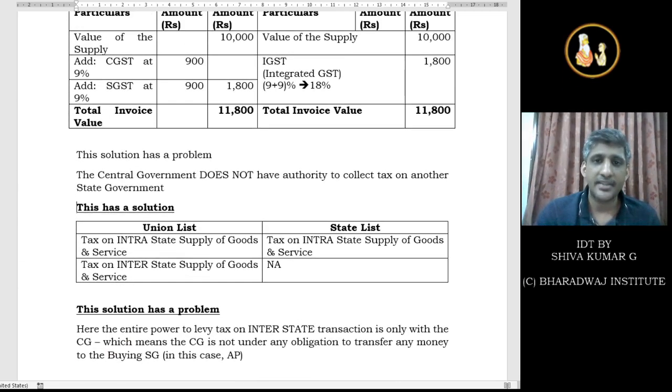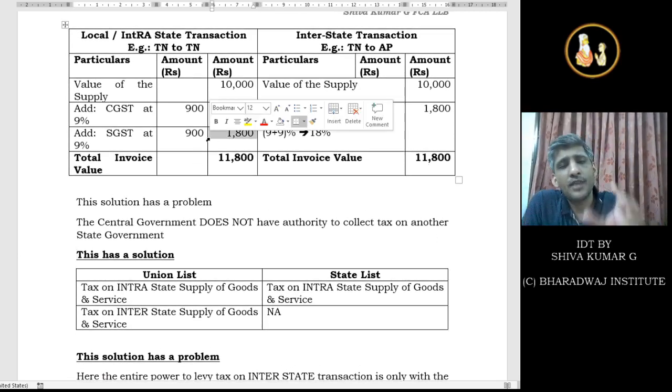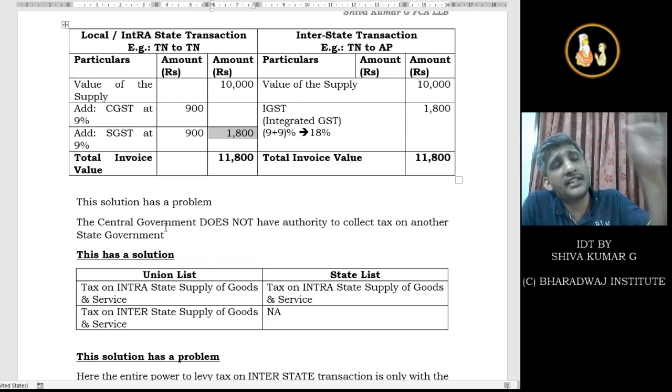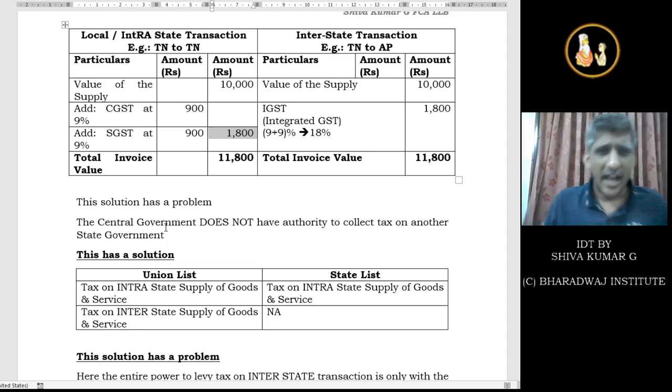Why am I saying it's one tax? See, you go and buy a cell phone in Chennai, Tamil Nadu, from another Chennai shop. How much tax will you pay? 1,800. Breakup 900 CGST, 900 SGST. But if you buy the same phone via Flipkart and that seller is from Karnataka, how much tax will you pay? Same 1,800, as IGST. As an end customer, you will pay only 1,800. Are you able to understand? It's one tax only.